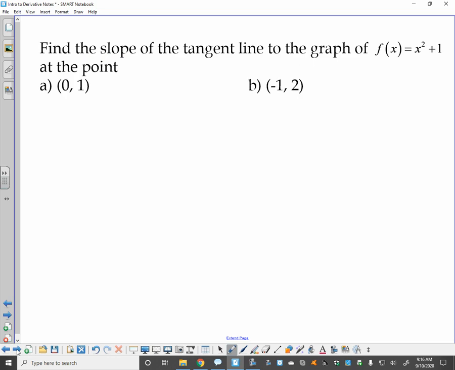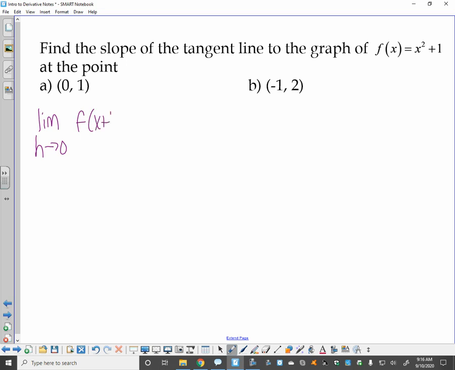Okay, back to quadratic. This is a parabola that's normal, shifted up 1. Okay, so, and I've got 2 different points. So the first thing I need to do is find the derivative, which is the slope of the tangent line at any given point. So let's do that first.